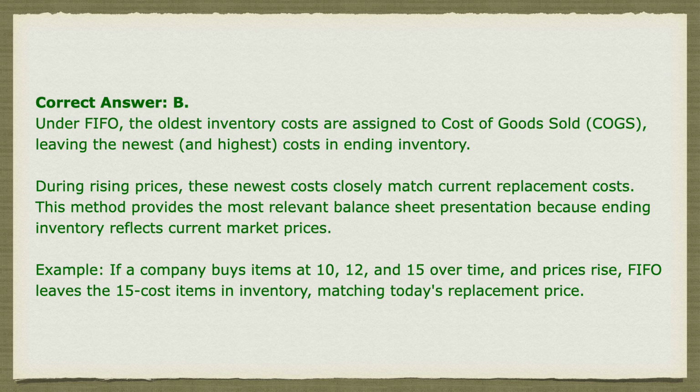Example: if a company buys items at 10, 12, and 15 over time and prices rise, FIFO leaves the 15 cost items in inventory, matching today's replacement price.